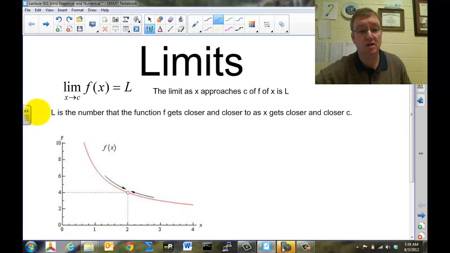The definition of a limit is right here, the working definition that we will use. L, the limit, is the number, so that means it's just one number, it's unique, that the function gets closer and closer to as x gets closer and closer to c. Now, this is the key part of the definition right here, closer and closer. That's what students most often have difficulty with: what do we mean by closer and closer? So we're going to spend some time talking about that now.